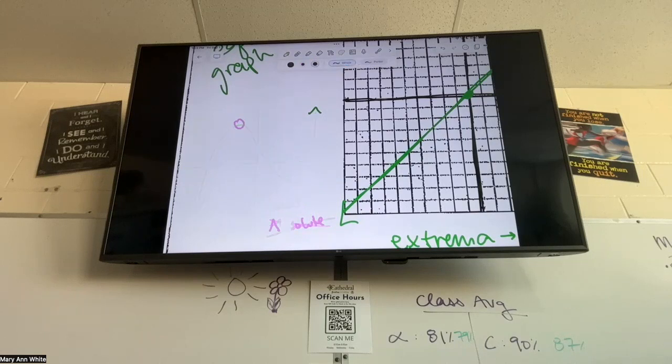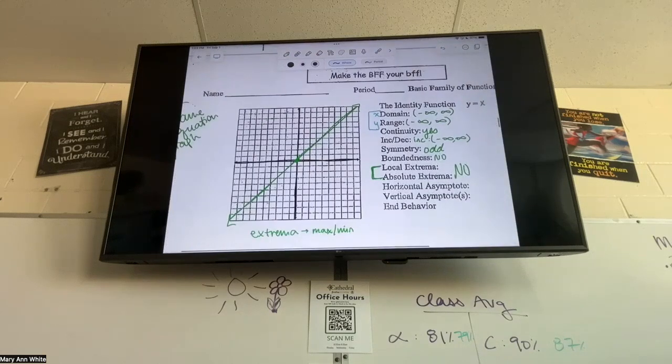On this paper, if you have any extrema, it will be both local and absolute, because these are basic family of functions. This is the most basic graph you'll see of all of these.